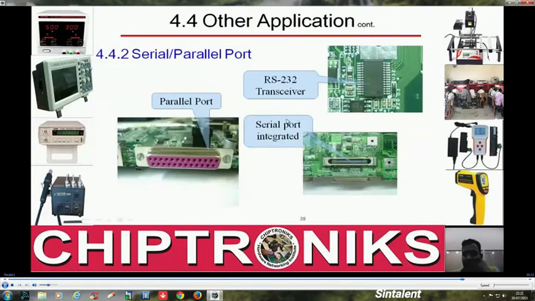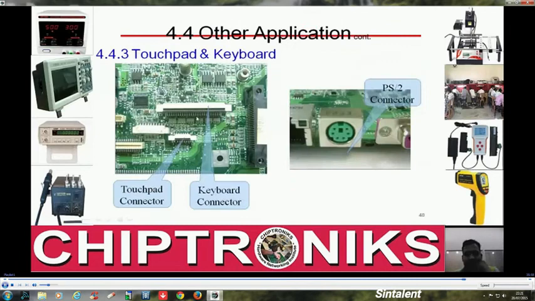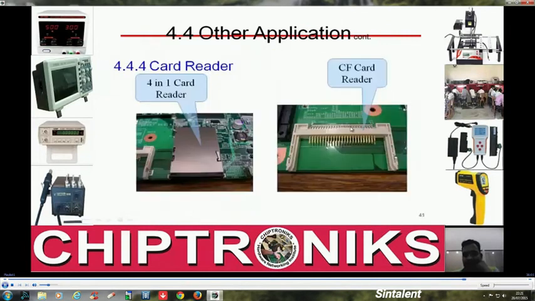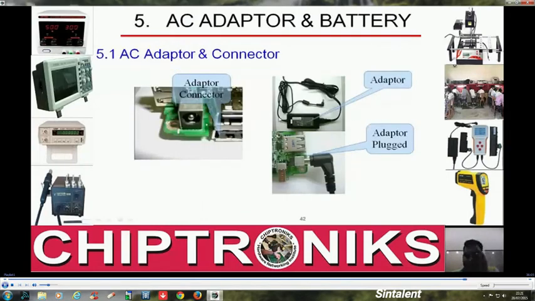The RS-232 transceiver. This is the parallel port. This is the serial port, integrated. Okay, the touchpad connectors, the PS2 connectors. These are the card readers, and the AC adapter connector. We call it the DC jack. Some kinds of DC jack are without wire, and some DC jacks are with wire.